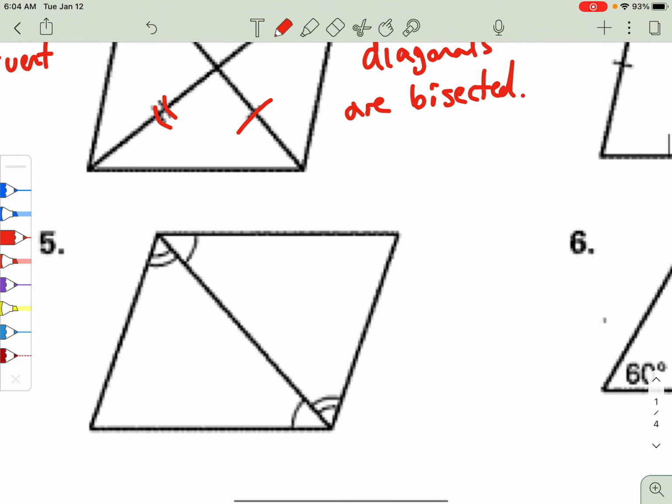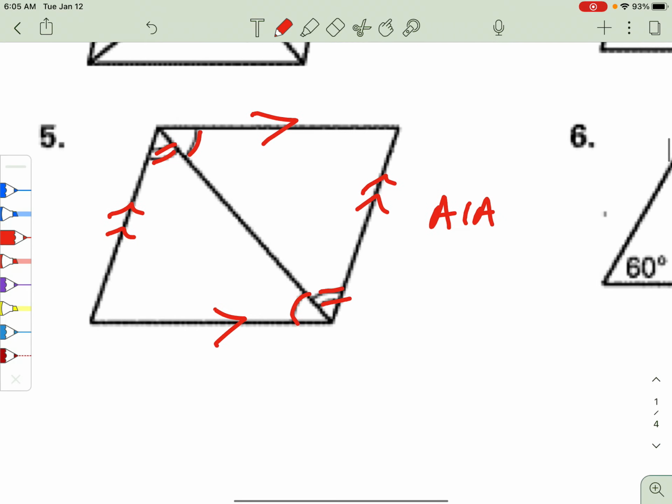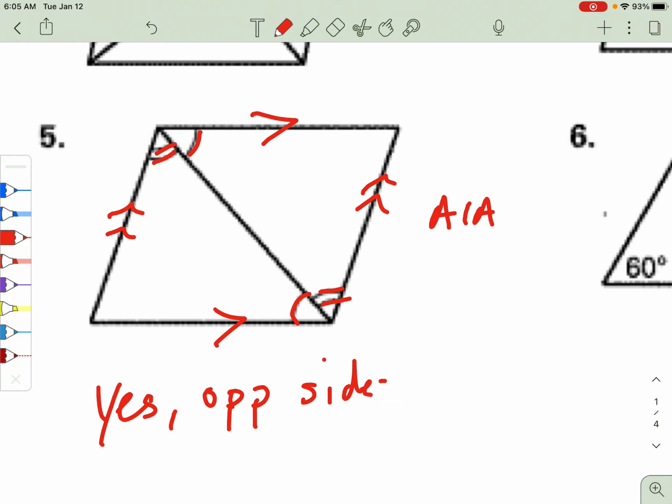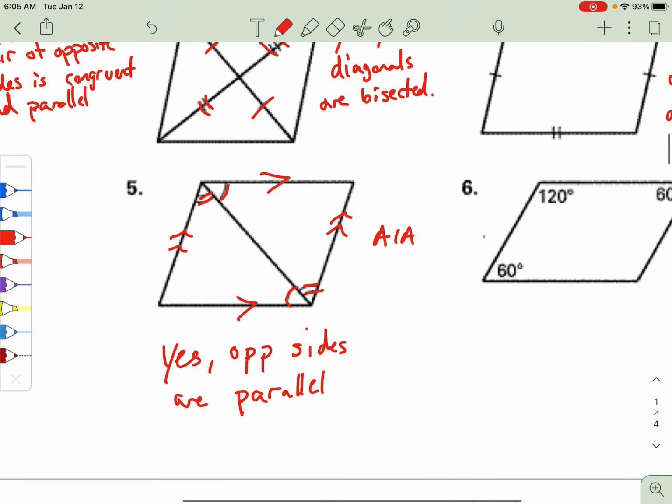How about this one? So we have a congruent angle, right? And congruent angle, which means that if these angles are congruent, that's AIA, right? Alternate interior angles. Well, that means that these have to be parallel lines. If those angles are congruent, so yes, opposite sides are parallel. So it has to be.